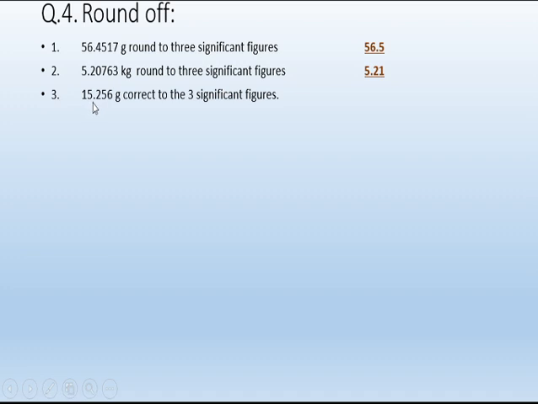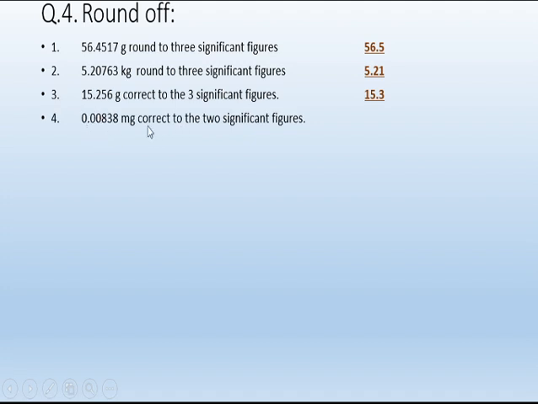Now 15.256 gram correct to 3 significant figures. We start from the left: 15.2. So these are 3 numbers, and 5, 6 will be removed. The 5 is 5 or more, so we add plus 1 here to the 2. So it becomes 15.3. This is our answer correct to 3 significant figures.